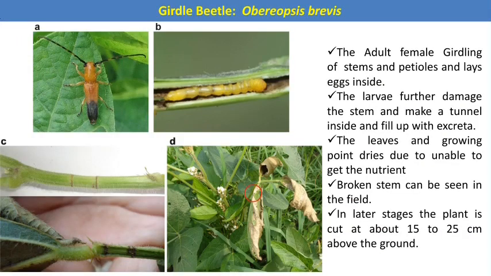Next is the girdle beetle. It is a coleopteran pest, and here the grub is the damaging stage. The adult female beetle girdles the stems and petioles and lays eggs inside. After hatching from the eggs, the larvae further damage the stems, make a tunnel inside and fill it up with excreta. The leaves and growing points dry due to inability to get nutrients, and broken stems can be seen in the infested fields. At a later stage, the plant is cut at about 15 to 25 centimeters above the ground level. This is the feeding damage by the girdle beetle in the soybean crop.